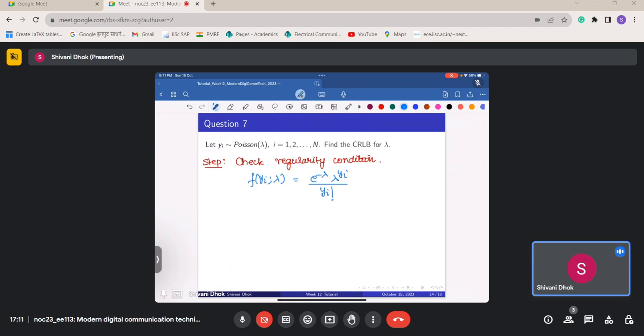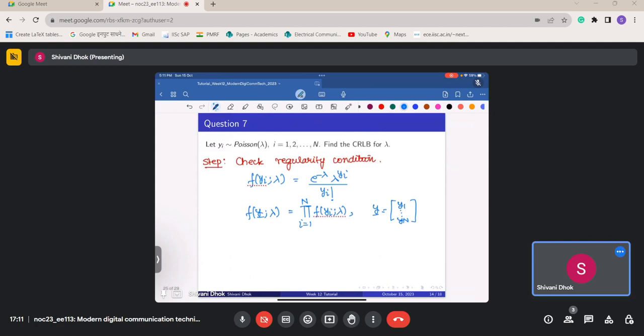Okay, so now if these are independent, then your f of y given lambda will be the product of i equal to 1 to capital N f of yi given lambda, where your vector y is basically y1 till yN, as we have been doing for the previous few questions.